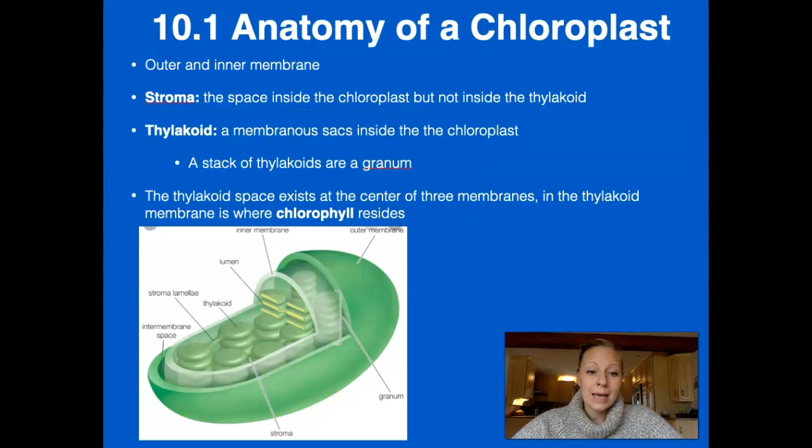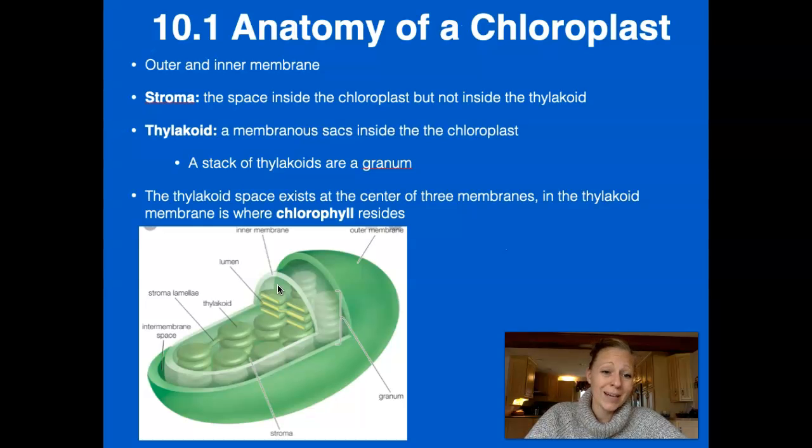And this is a close-up of a chloroplast. Here is our outer membrane and our inner membrane, and we can see that this is similar to a mitochondria, except there's no cristae here, so this is kind of more smooth. And instead of the inner membrane space, we call it the stroma. So the inner membrane space is called the stroma.